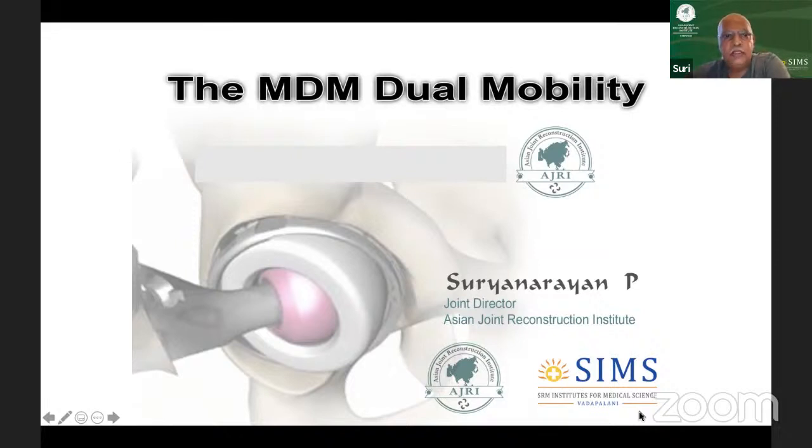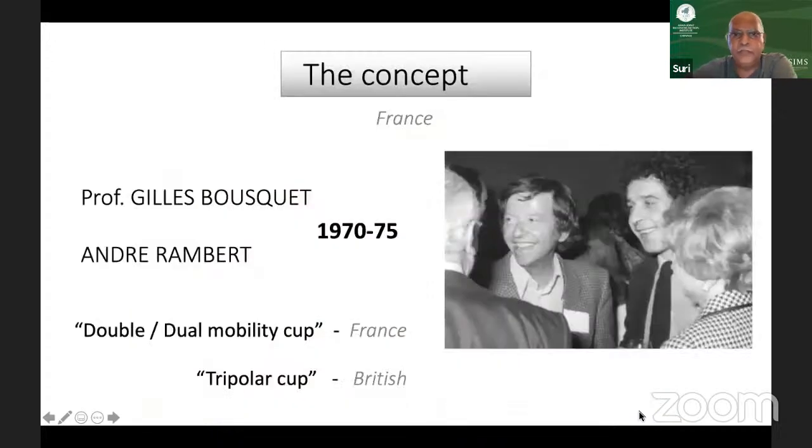My contribution here is about the dual mobility. It's truly not the new kid on the block, but something we are talking more often these days, and I'll keep it very simple. What actually is the concept? I think this is a concept that was born out of France. Professor Gilles Bousquet and André Rambert was the engineer. And this goes way back to the 70s.